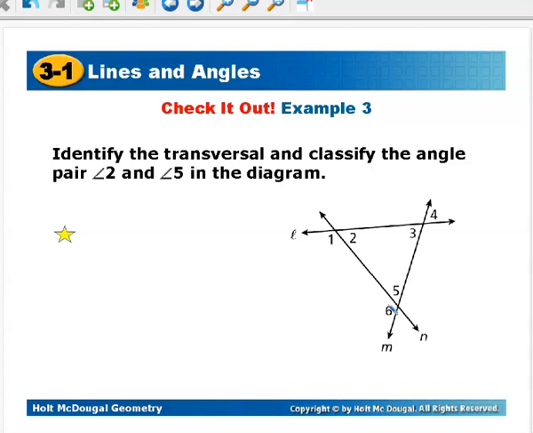Okay, let's see how you did. So angle 2 and 5, remember we're going to connect the vertices and figure out which line connects them. Looks like line N. And the angles are same side interior, right? They're on the same side and on the interior of these two lines, on the inside. Okay, good job. And again, keep those questions coming so we can make sure we clarify all the stuff you're struggling on.